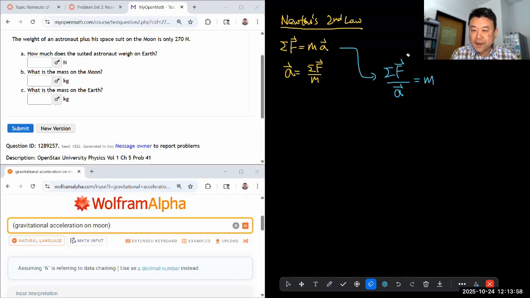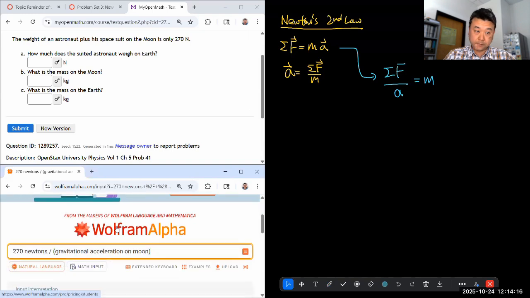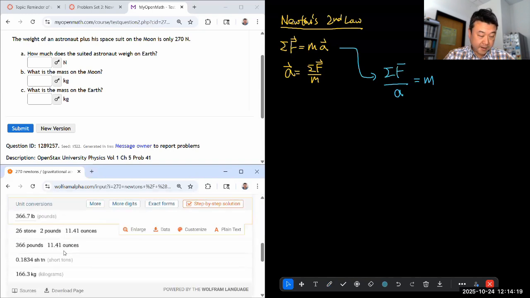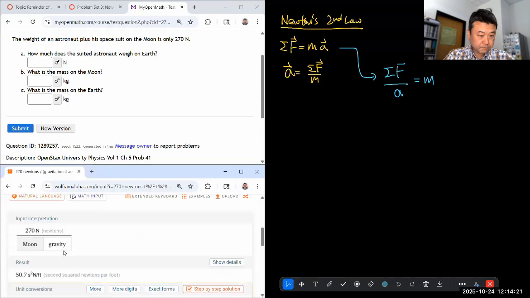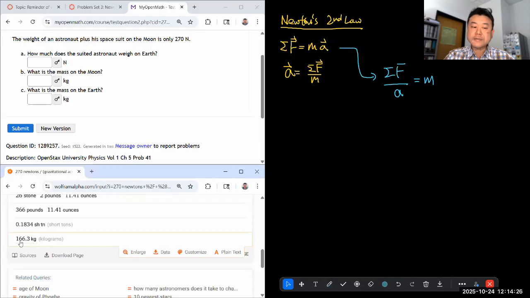I guess you can't really divide vectors by vectors, so let's say I'm just working with the magnitudes, the net force magnitude divided by the acceleration magnitude. So I can do 270 newtons divided by this constant that Wolfram Alpha is going to look up for me. Then I get, why am I getting pounds? Kilograms, 166.3 kilograms. I guess the equipment must be fairly heavy.